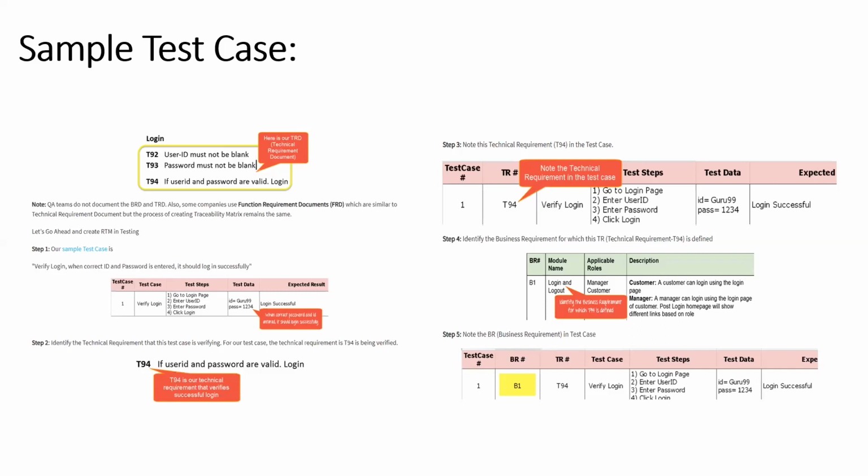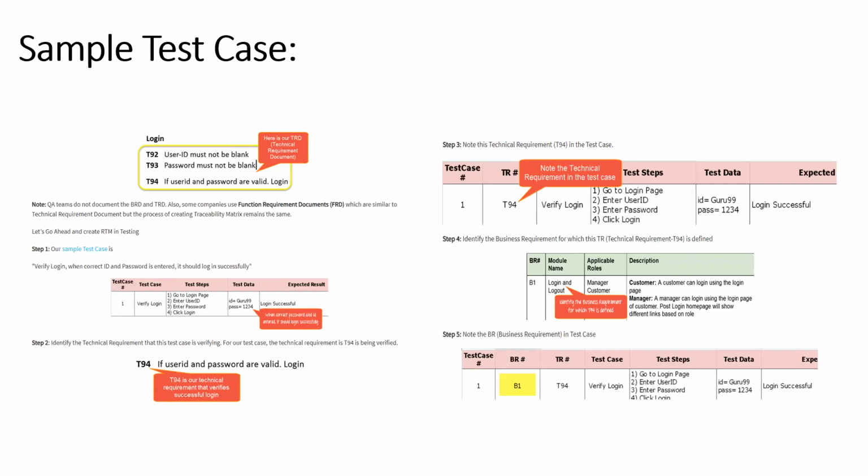So it's just a part of some steps. They have numbered the steps as T92, 93, 94. You can have your own numbering. Okay. So here it says 92 is user ID, which must not be blank. Obviously, if you are trying to log into an application, you cannot have your user ID as blank. Definitely your password must not be blank. And finally, is your user ID and password valid? And then it goes for successful login entry.